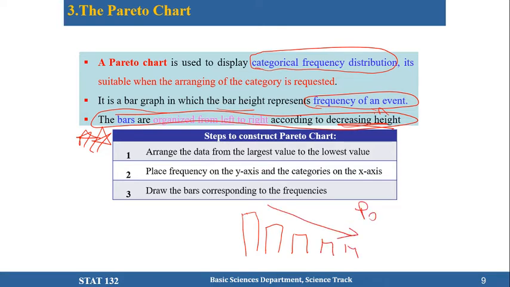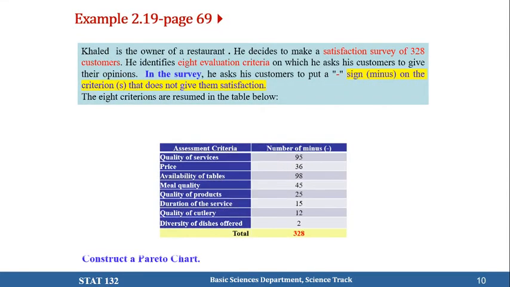So this is the Pareto chart. This is the difference between the bar chart and the Pareto chart. Okay, let's see the example. Khalid is the owner of a restaurant. He decides to make a satisfaction survey of 328 customers. He identifies 8 criteria on which he asks his customers to give their opinions.